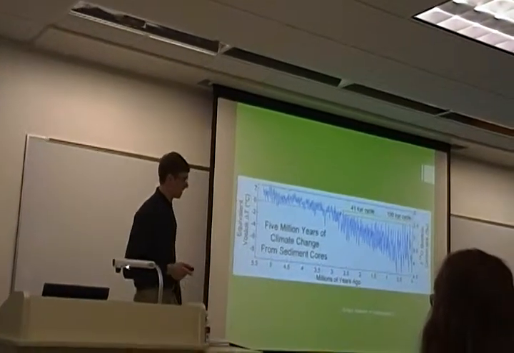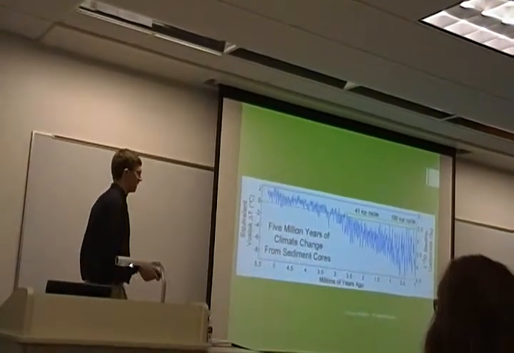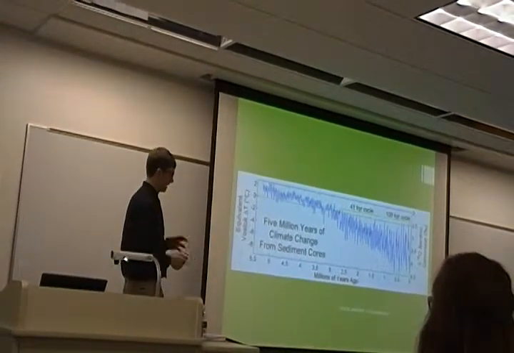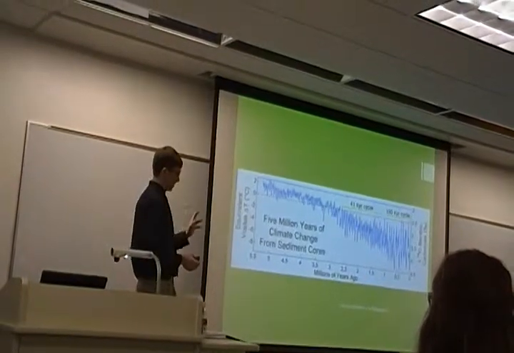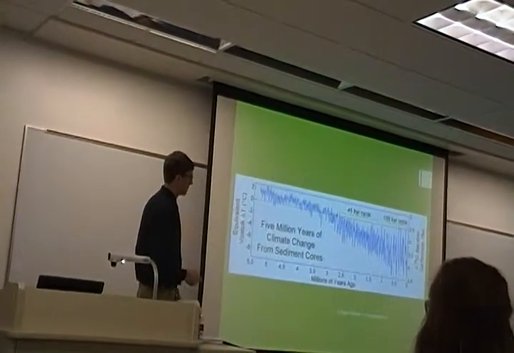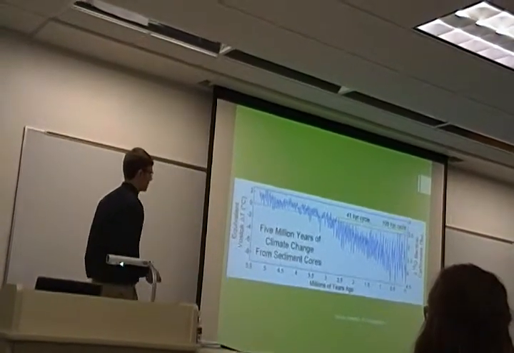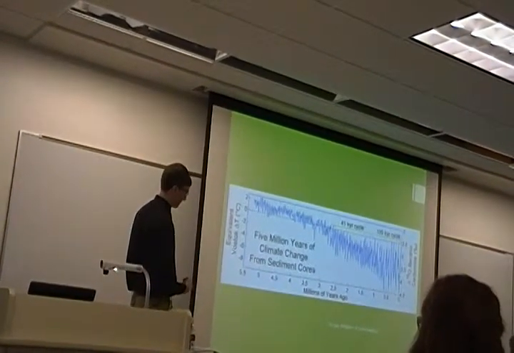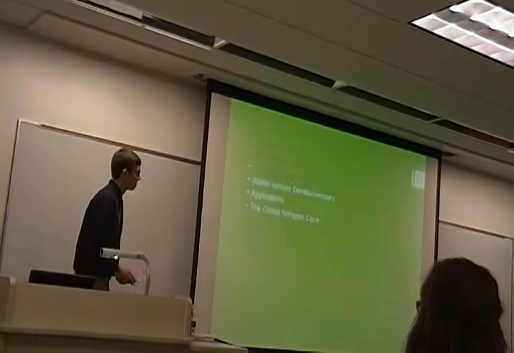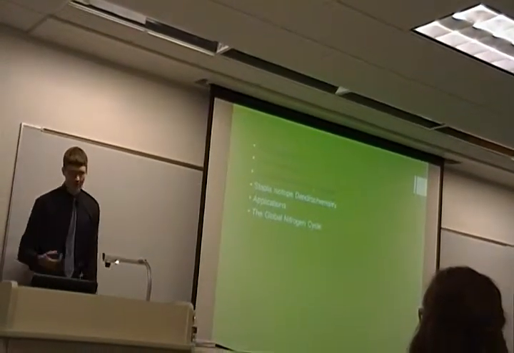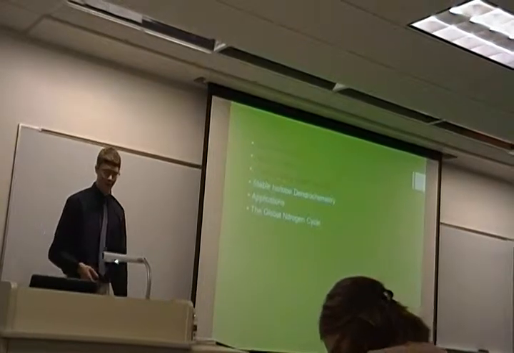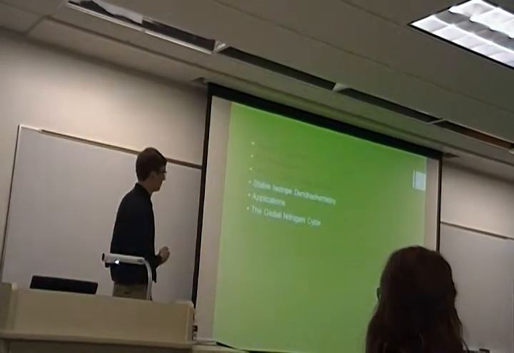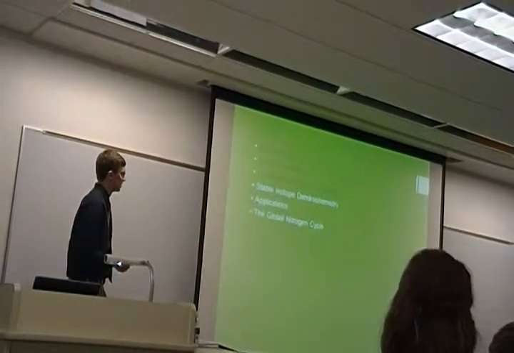Here's just another example of how isotope ratios are used to study the environment. Scientists looked at sediment cores over 5 million years, and they determined the isotope ratio of oxygen-18 to oxygen-16, and they're able to correlate those isotope ratios to temperature to look back and get a record of global temperature for 5 million years. So that was just the introduction to stable isotope chemistry. Now we can start applying the dendrochemistry we talked about earlier to the stable isotope chemistry.